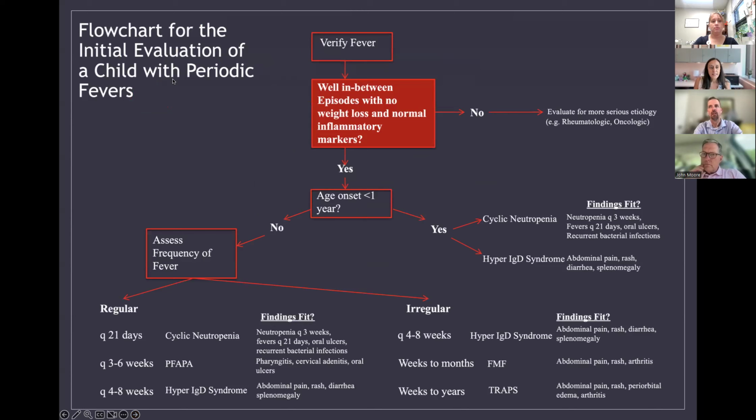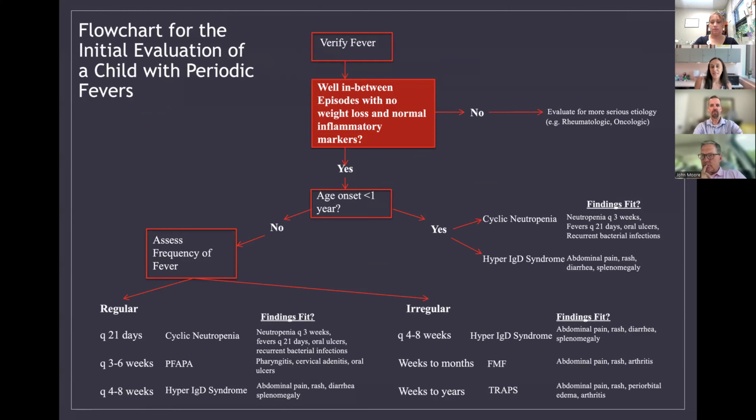So the first kind of branch point in my mind, once I've confirmed that this is a real fever taken with an actual thermometer, representing an actual number greater than normal, is: is this child well between episodes?